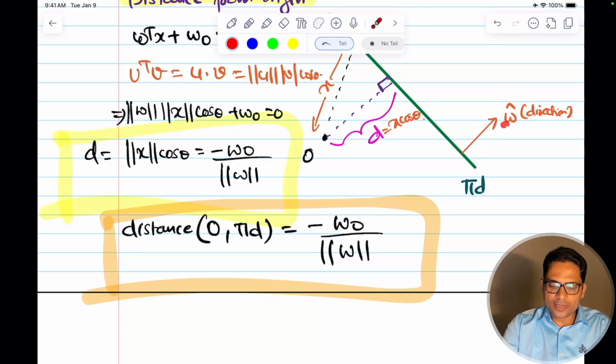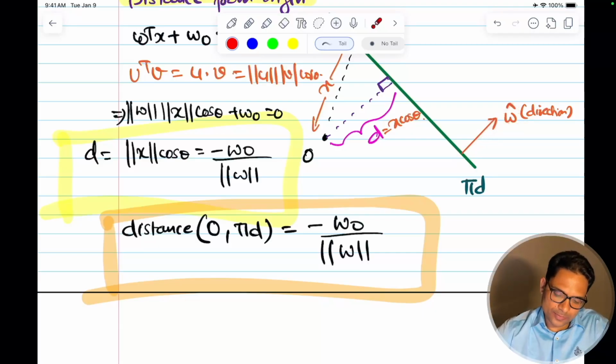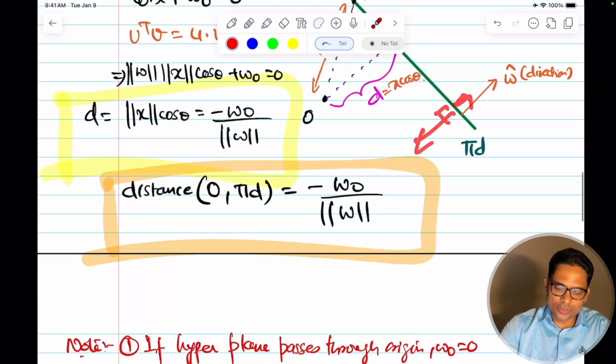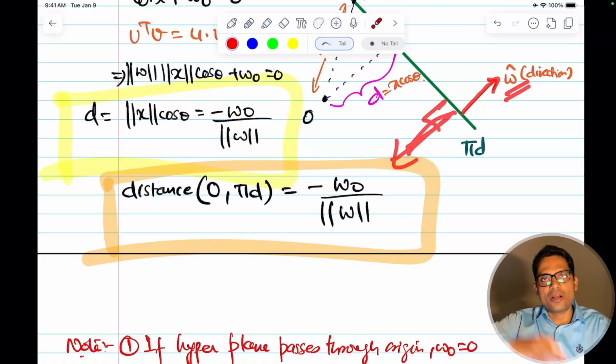So I will define my unit vector w in a certain way. This is the direction of my unit vector, which is pointing away from the origin. The unit vector could have pointed this way also, because this is also perpendicular. The perpendicular can be in both directions. My unit vector can have pointed this side also, but in this case, my unit vector is pointing away from it.